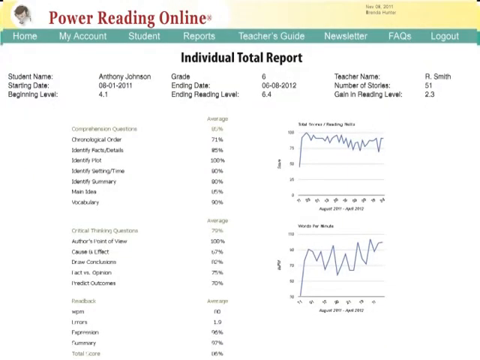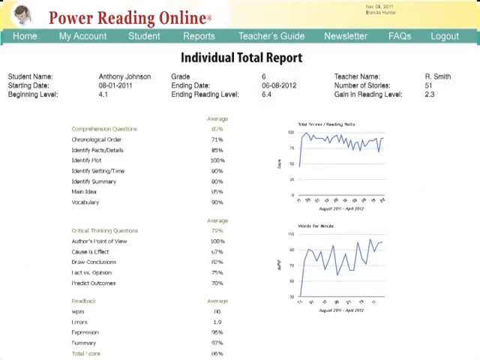The individual total report, now this is a great RTI report, or for your IEPs. Up here, you're going to put in the dates that you want to pull the report for. So if you want to pull it for your grading period, you can. If you want to pull it for a month or 2 months or 6 months, whatever you want to do, you just put in the dates. And it will tell you how many stories Anthony read in that time frame. It's also going to give you a beginning reading level for the beginning of that time frame and an ending reading level. It's going to list all the types of questions that Anthony addressed when he answered the questions about the story, and it's going to tell you exactly his percentage of accuracy.